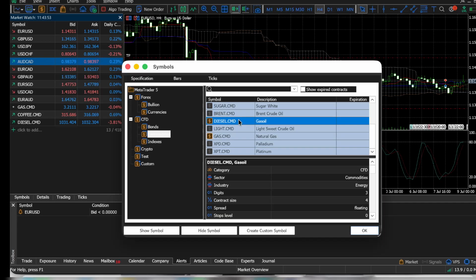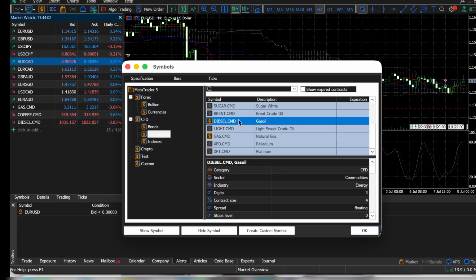Remember, selecting the right commodities to watch is essential for a successful trading strategy. Consider the market conditions and the factors affecting commodity prices. With these commodities now readily accessible, you'll be able to keep an eye on their performance right from your Market Watch window and make informed trading decisions.